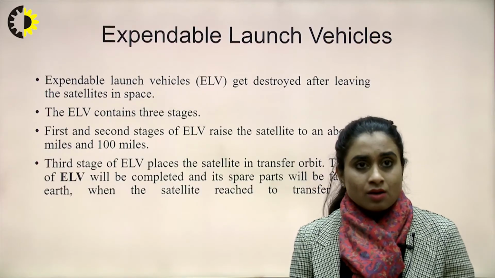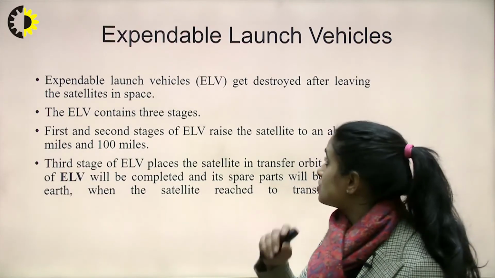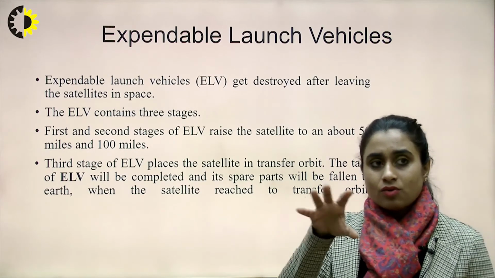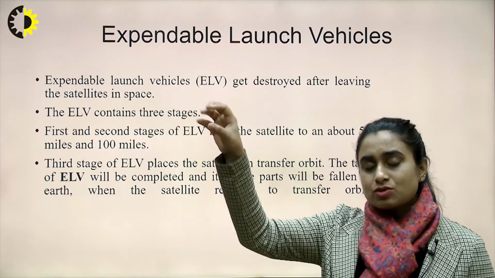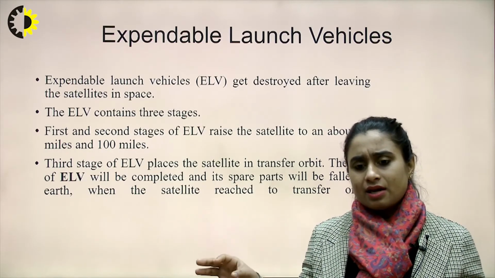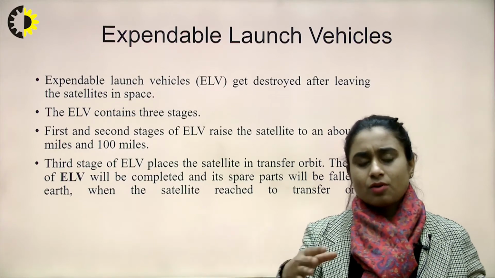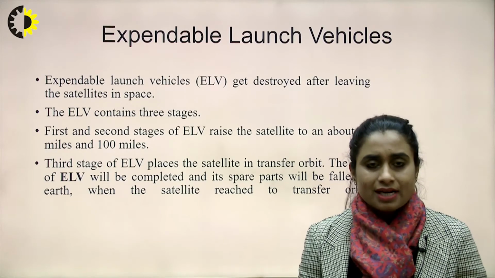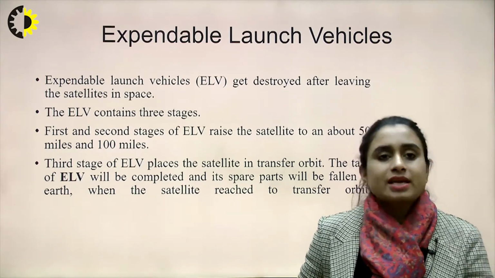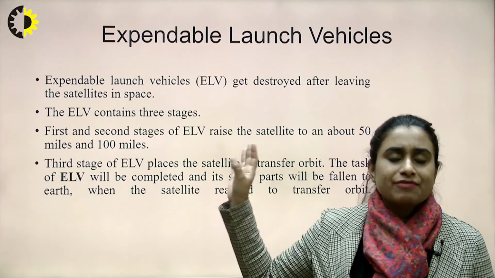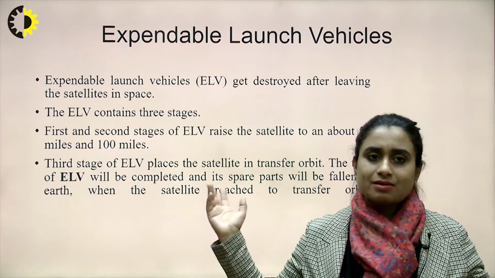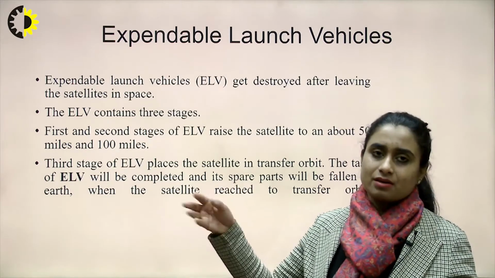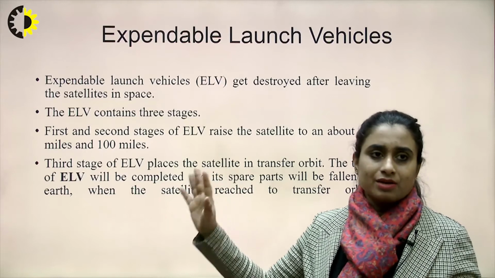Let's see, what are expendable launch vehicles? Expendable launch vehicles are destroyed after leaving the satellite in space. Once the launch vehicle leaves the satellite into space, it just roams around in space and acts as debris. They are of no use, right? They don't come back to Earth, and we cannot reuse them. They are just left out in space, and space is a big endless thing, so they are just there forever.